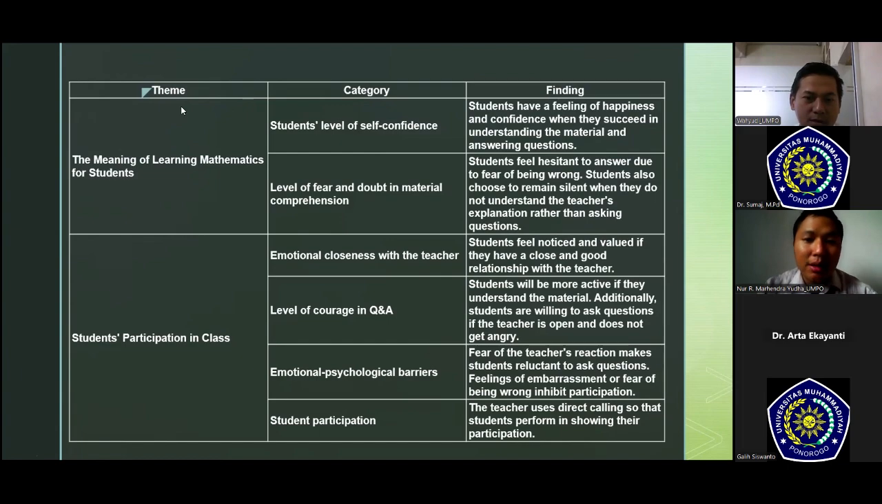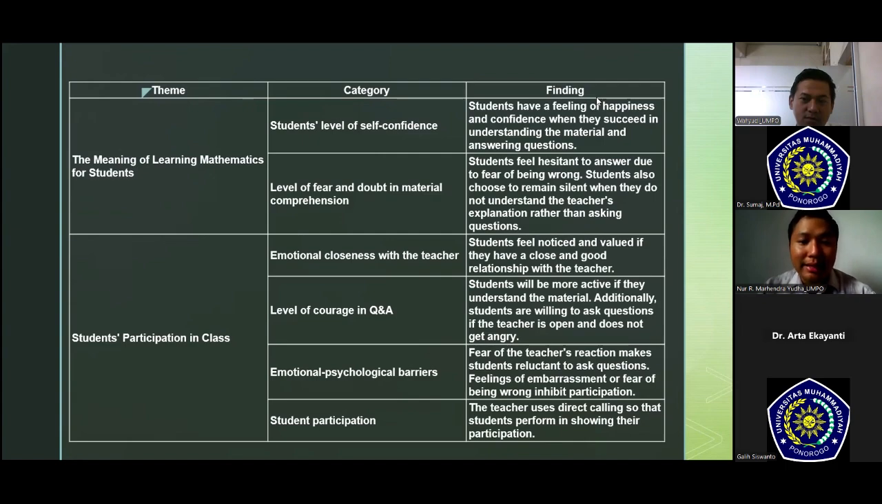The first category is emotional closeness with the teacher. What we found is students feel noticed and valued if they have a close and good relationship with the teacher. So by managing the close, intimate relationship between students and teacher, we can boost their learning participation, which directly influences their learning of mathematics, their meaning of learning mathematics.